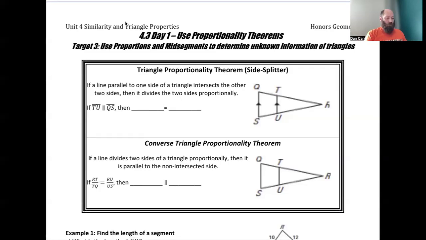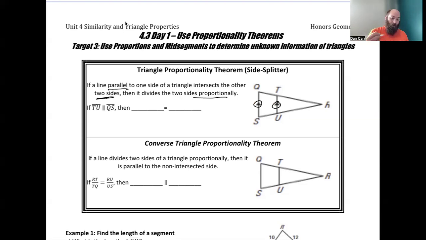Today we're going to be looking at 4.3 day one. Today we're just doing some more triangle stuff, but we're going to look at some special proportionality things. First one is called the triangle proportionality theorem. If a line parallel to one side of a triangle intersects the other two sides, then it divides the two sides proportionally. So we have parallel lines here.